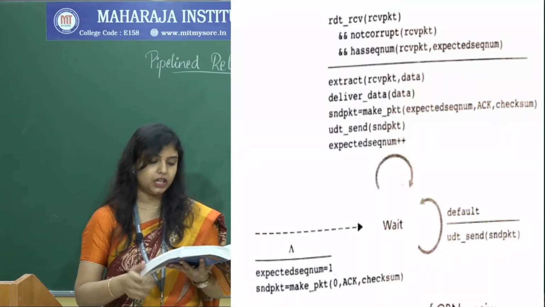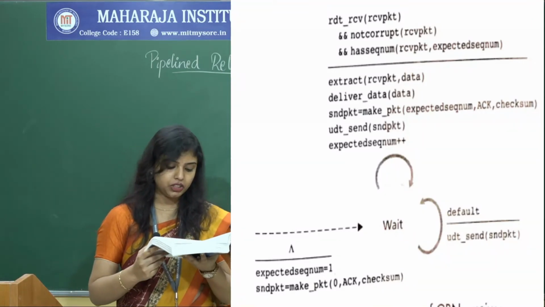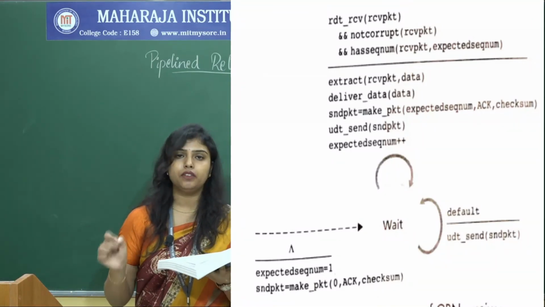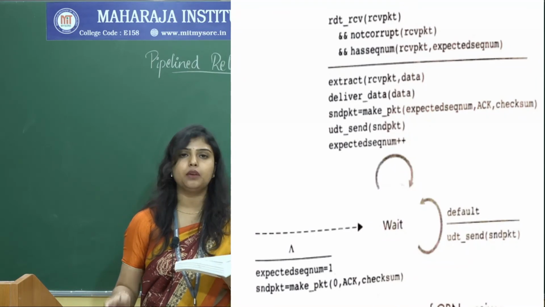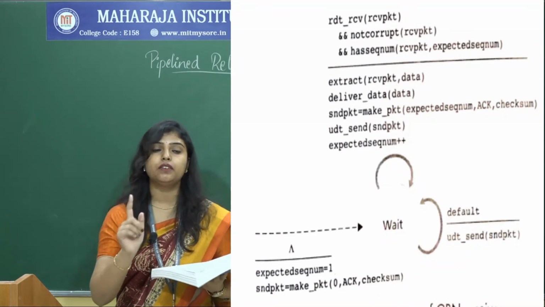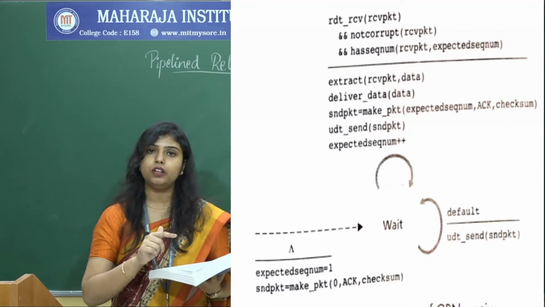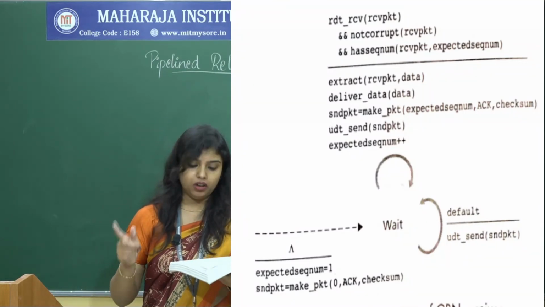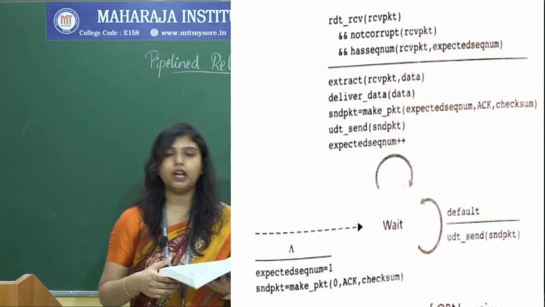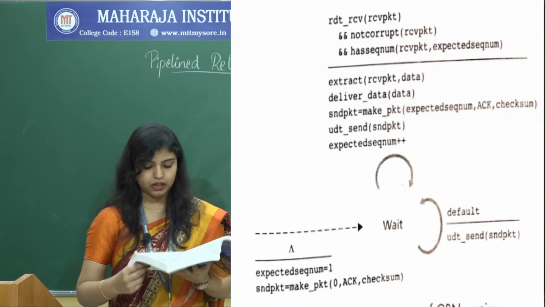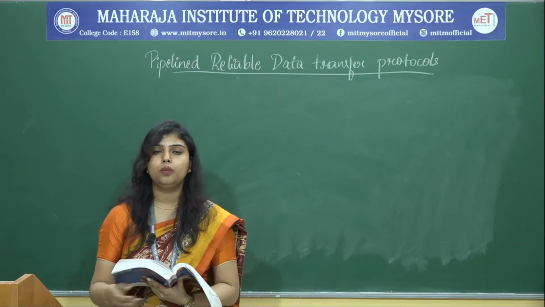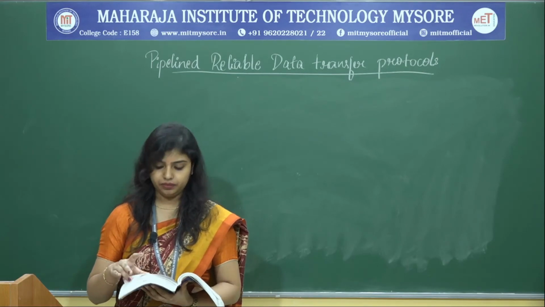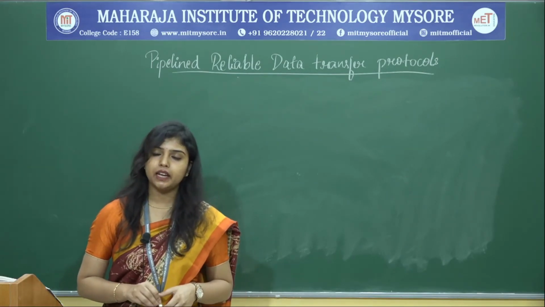What is the initial action? It sets the expected sequence number to 1 and makes a packet. Since the expected sequence number is 1, we have to send the acknowledgement of the previous packet, isn't it? That is why it makes a packet with sequence number 0 and sends a positive acknowledgement. So, with this, the Go Back N concept is finished. Now, let us look at the second method of pipelining, that is selective repeat.